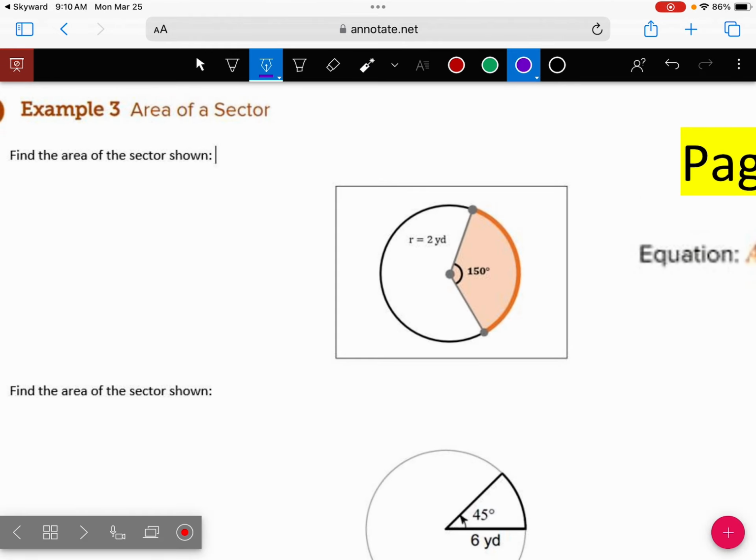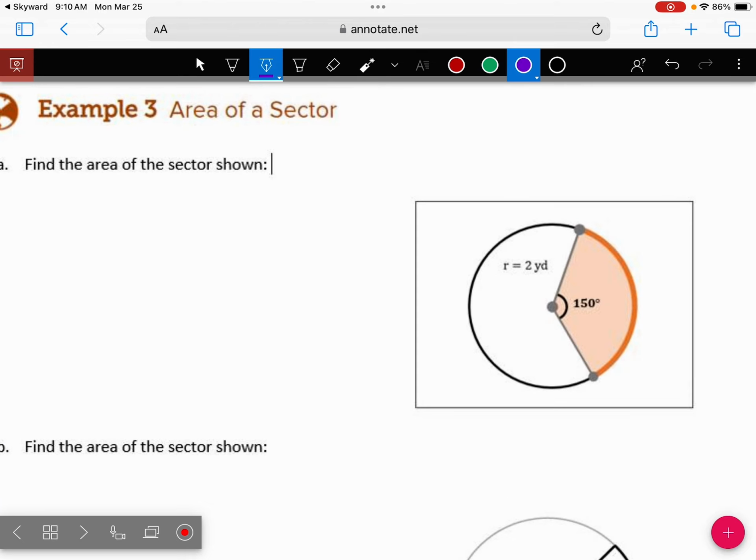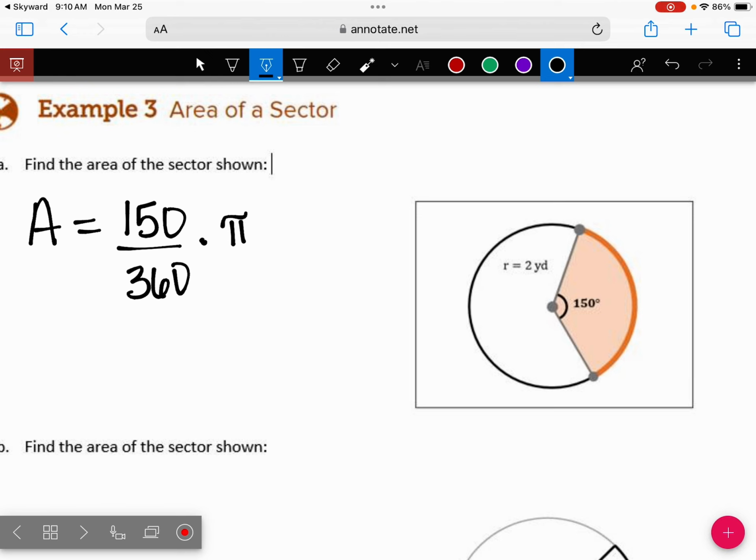So let's find the area of this sector. So the first thing, so this is the sector that I want to know the area of. So I don't want to know the area of the whole circle. I only want to know the area of this orange slice. So what's the angle of this orange slice? 150. So the area of the sector is going to be 150 over 360. And we're going to multiply that by pi. What's the radius of the circle? What did it say the radius was?